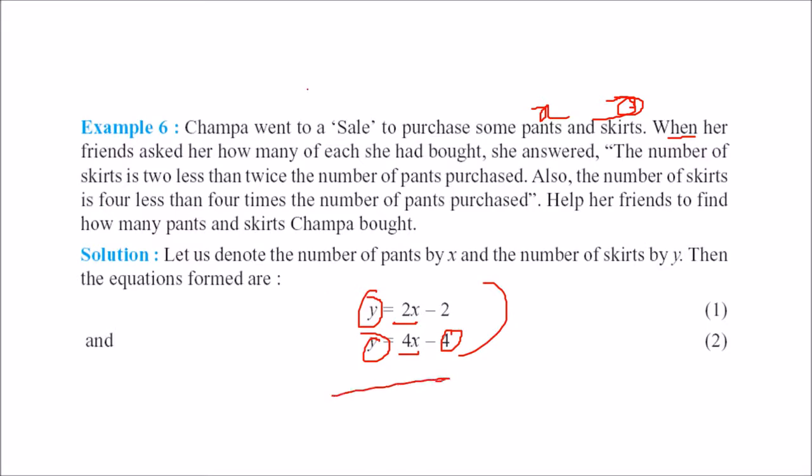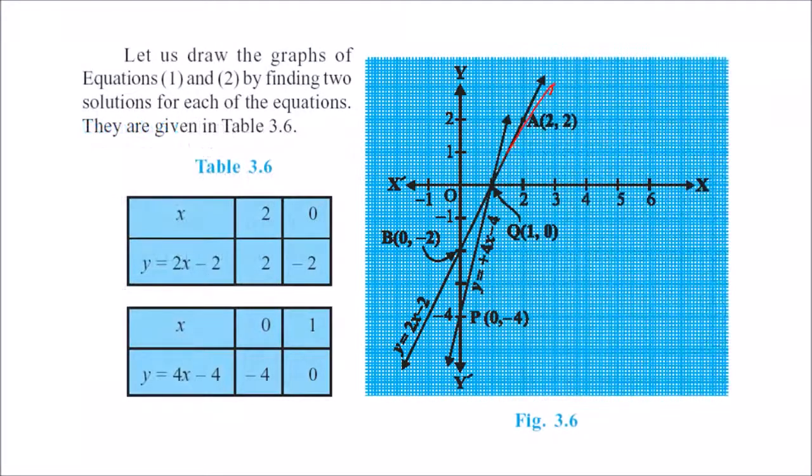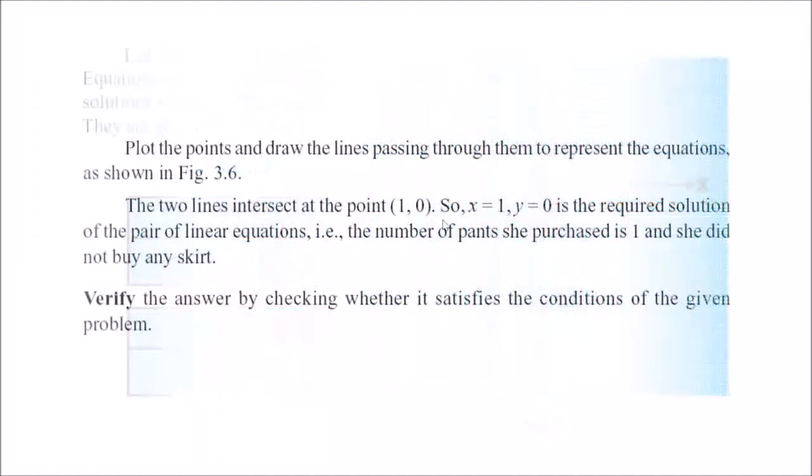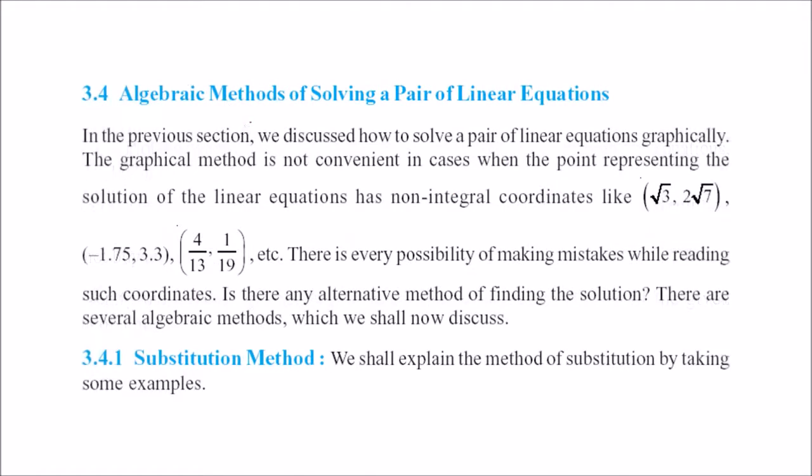How to solve this? These are two equations, let us make the lines. By now you know that we are just placing values of x so that we can get two points so that we can make the line. So these are two lines, they intersect at (1, 0), and (1, 0) is the solution. So (1, 0) as the solution means the number of pants she purchased is 1 and she didn't even buy a skirt. Then, the algebraic method of solving a pair of linear equations.